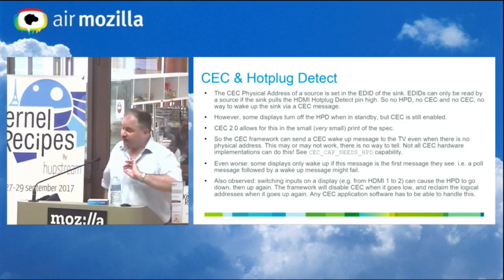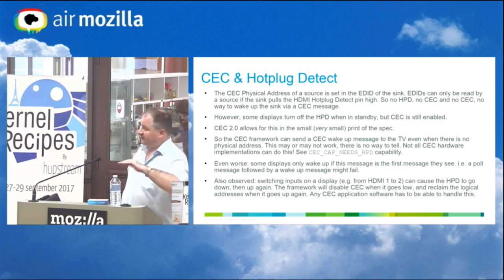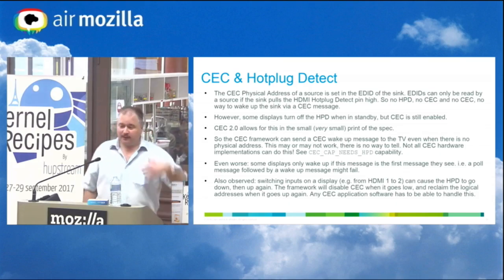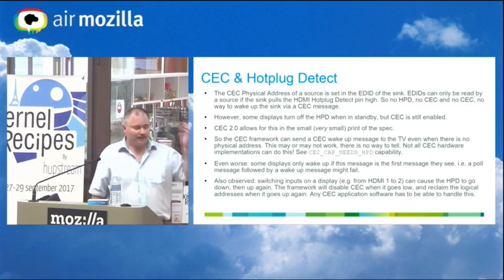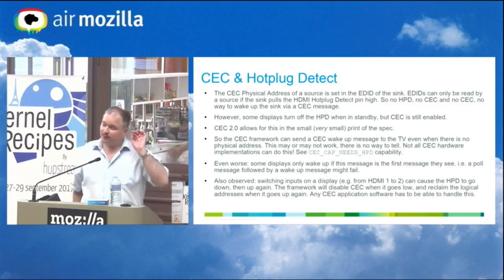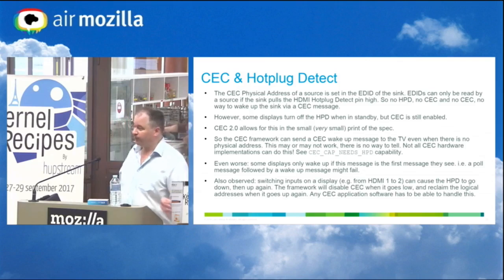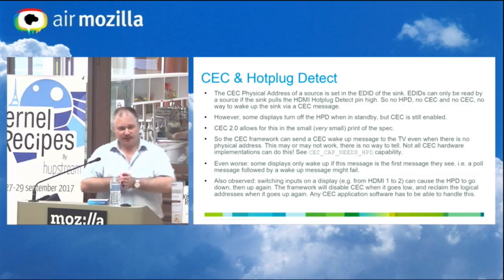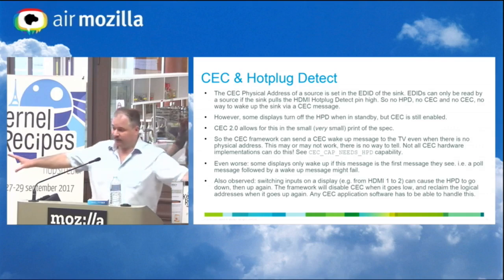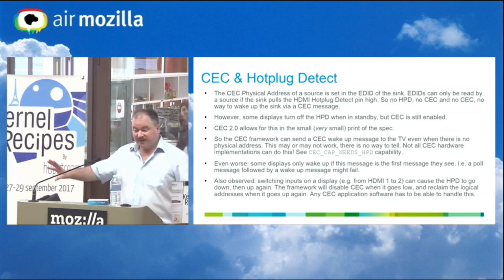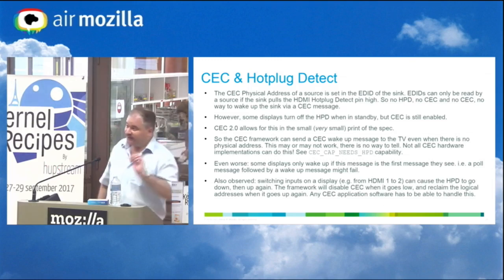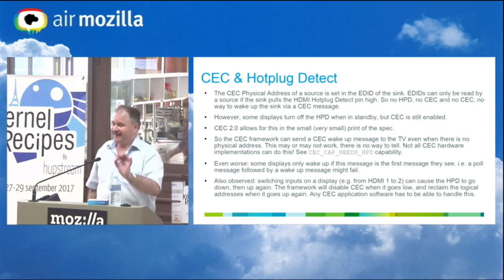Most displays, when they go in standby, keep the hot plug detect high. You can still read the EDID, you know there is a display, you can still send messages. But some displays, when they go in standby, pull the hot plug detect low. At that moment, you have no idea what is happening. There may be nothing connected, no TV at all, or the TV may really still be there with an active CEC adapter, and you can still send messages, but you have no way of telling that.